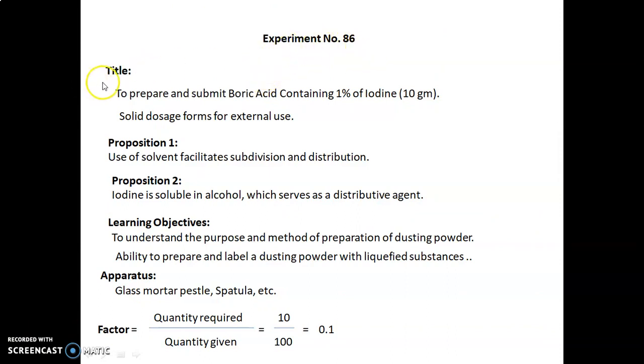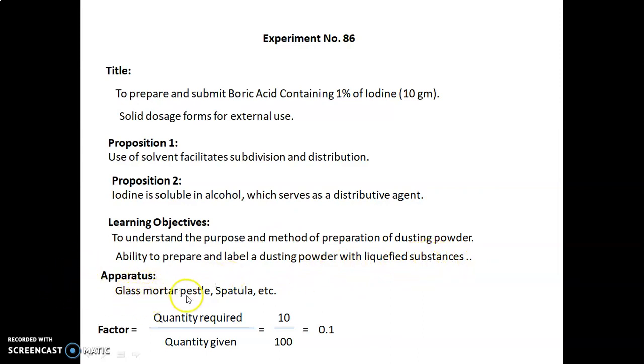Experiment number 86. The title of this experiment is to prepare and submit boric acid containing 1% of iodine, 10 gram. In this we are going to study the solid dosage forms for external use. Proposition 1: use of solvent facilitates the subdivision and distribution. Proposition 2: iodine is soluble in alcohol, which serves as a distributive agent. Learning objectives are to understand the purpose and method of preparation of dusting powder and the ability to prepare and label a dusting powder with the liquefied substances.